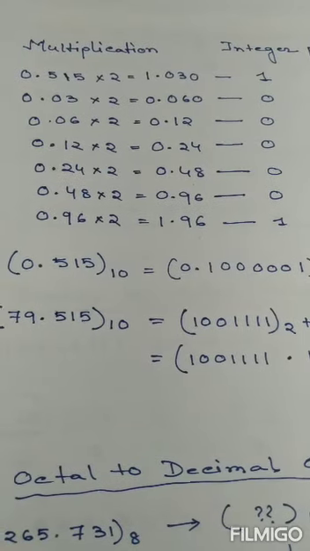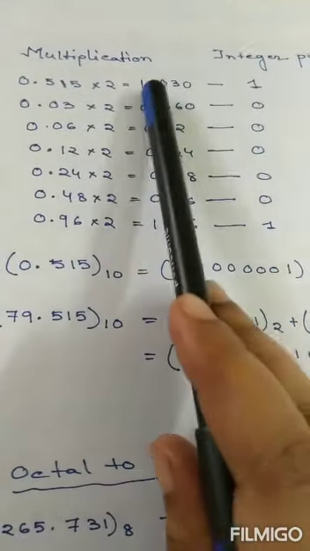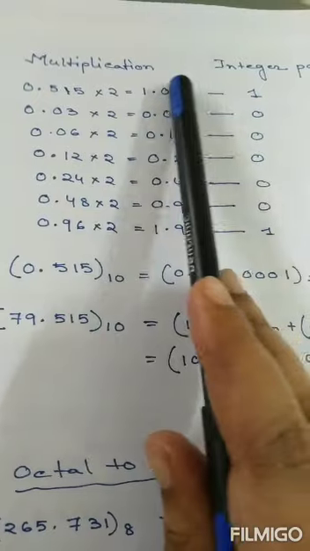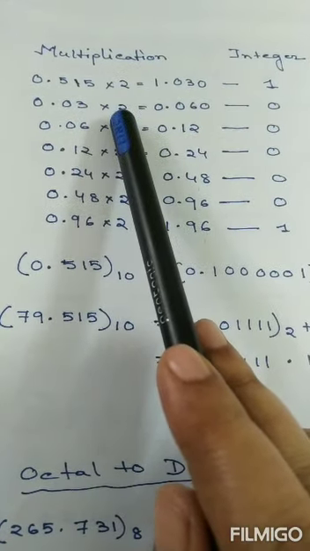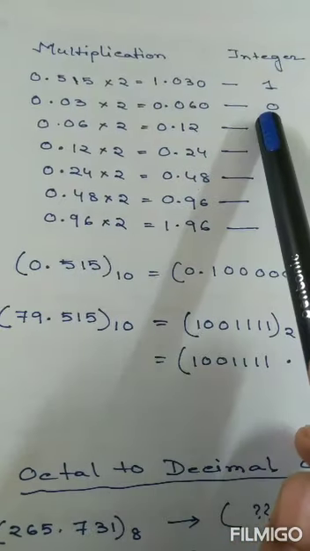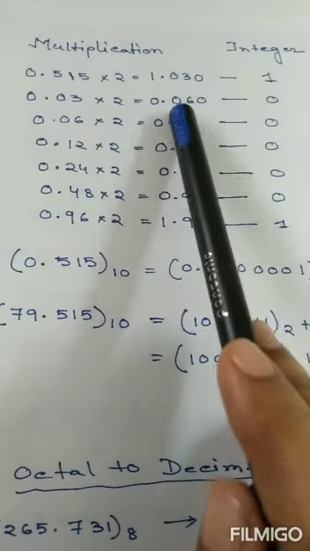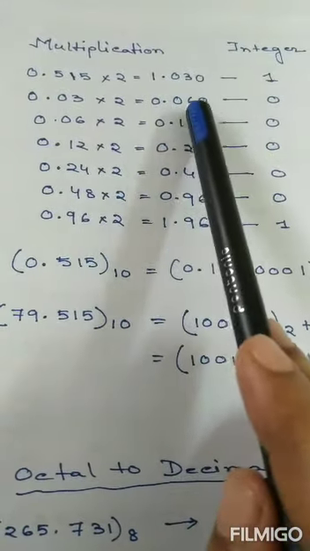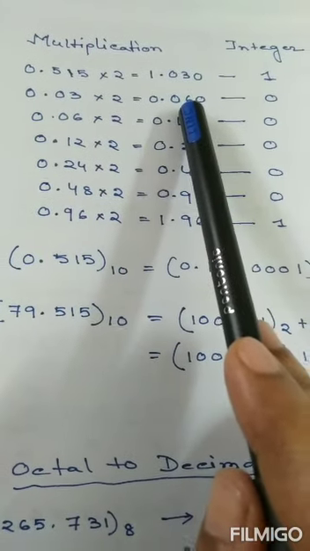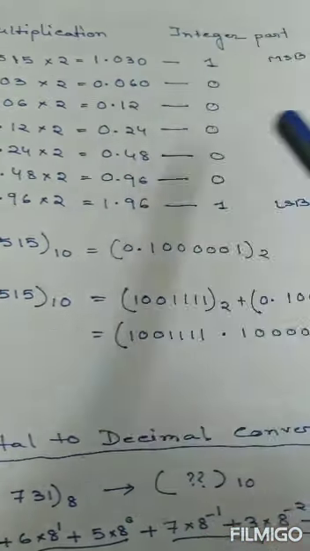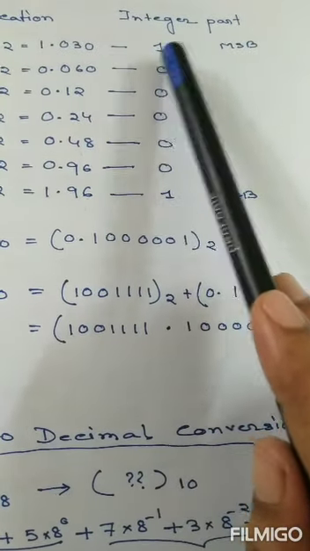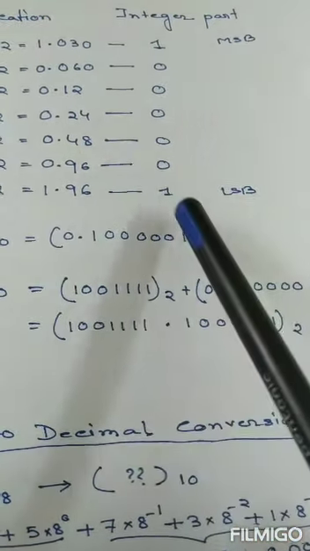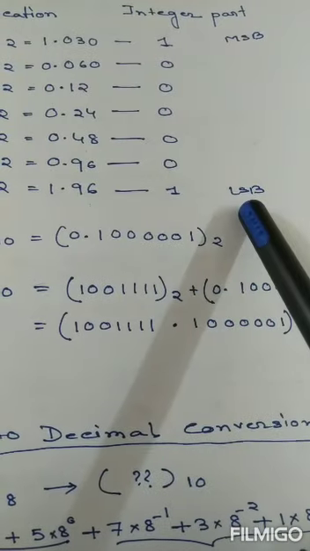For the first multiplication, take this integer. After that, with the rest of the fraction part, again multiply with the base number. Similarly, take only the integer part and multiply the base number with the rest of the fraction part. Okay. Now, this first integer part is called the MS bit and this one is called the LS bit.